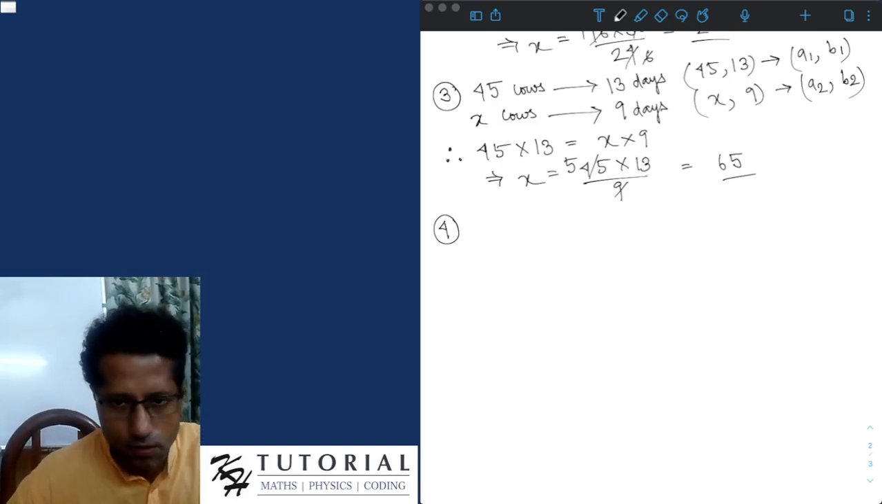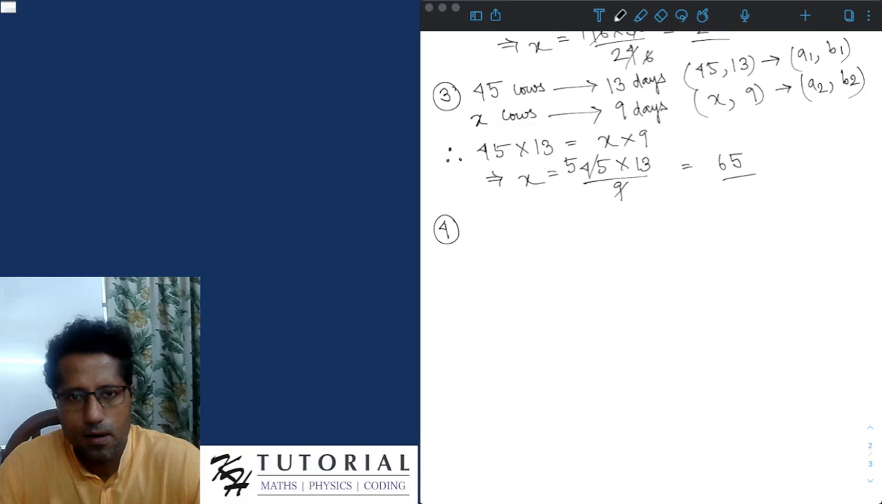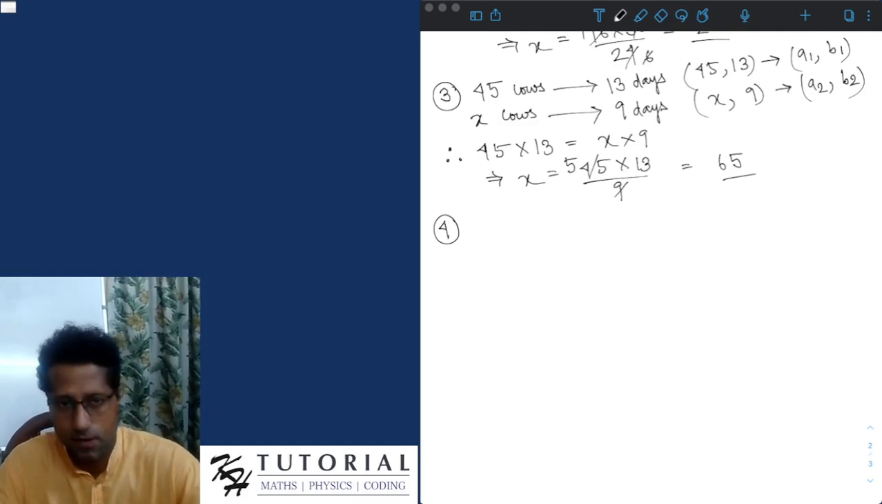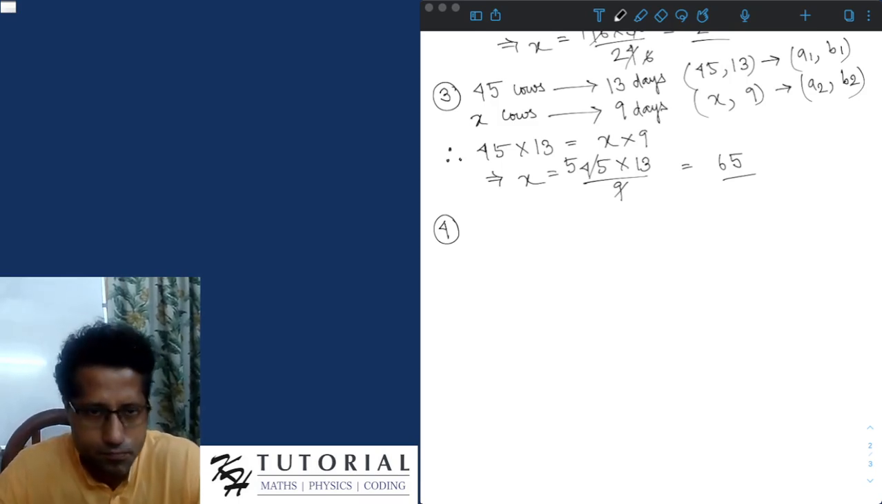So the quantity of corn consumed is constant. If that is constant, then definitely more horses will consume the same quantity of corn in fewer days, and fewer horses will take more days to consume the same quantity of corn. So we can clearly see that the two quantities in this problem are the number of horses and the number of days to consume a certain quantity of corn, and they vary inversely.